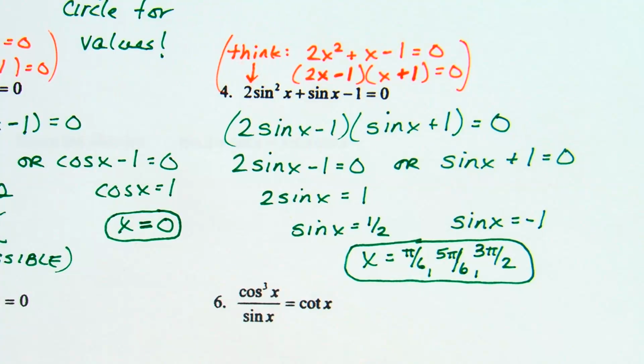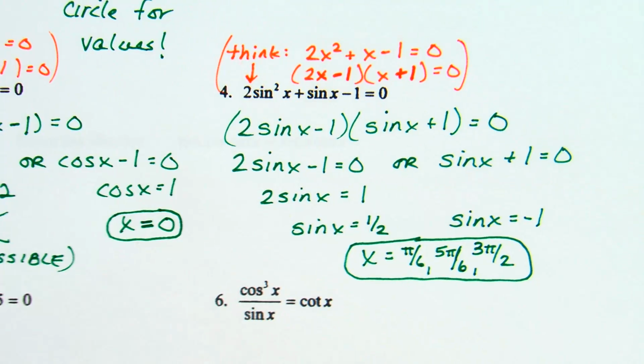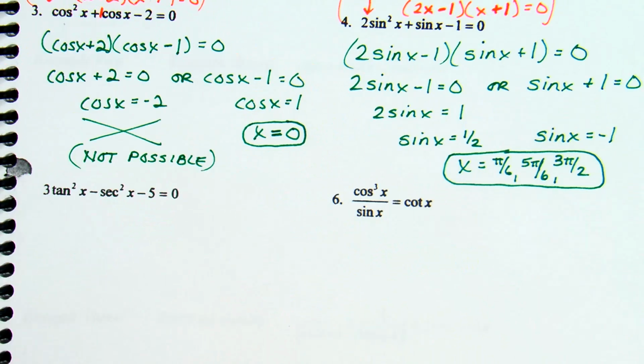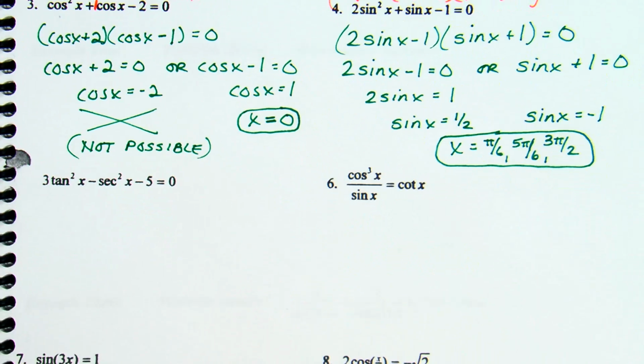Okay, well, let's move on to example 5 then. It looks cool. It doesn't have a number next to it, so it's already sketchy. Where did the number 5 go? Okay, well, it works. So number 5, pretend there's a 5 there. 3 tangent squared x minus secant squared x minus 5 equals 0.